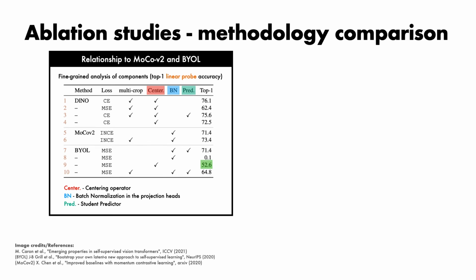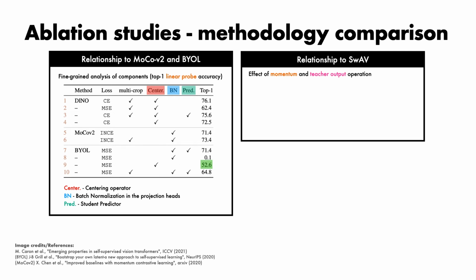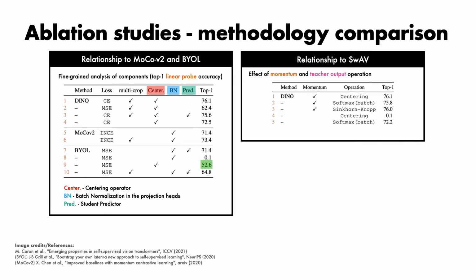To better understand the relationship between DINO and SwAV, an ablation is conducted to explore the effect of momentum and the teacher output operation. We look first at the influence of the operator applied to the teacher's outputs to prevent collapse. Compared to DINO with momentum using a simple centering operation, using a softmax along the batch axis, or Sinkhorn-Knopp, performs similarly, at the cost of some extra complexity. When momentum is removed, however, centering is no longer sufficient, and either the softmax or Sinkhorn-Knopp are needed, with the latter representing the SwAV method. Overall, momentum makes a substantial difference to performance.